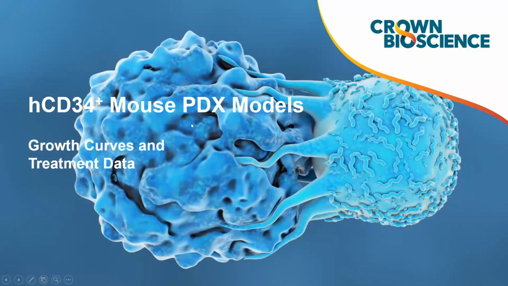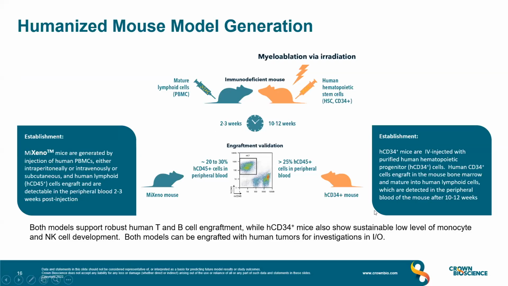So I'd like to switch gears to the human CD34 mouse models. And on the right here, again, these mice, we myeloablate them, then we inject them with human CD34 hematopoietic stem cells. And at 10 to 12 weeks, you see significant humanization in the peripheral blood of these animals.